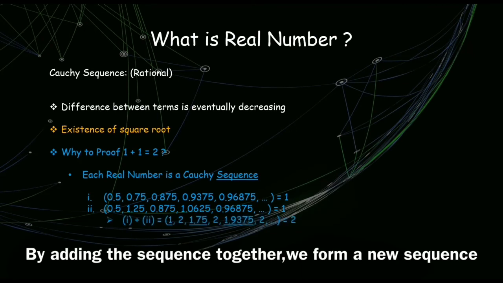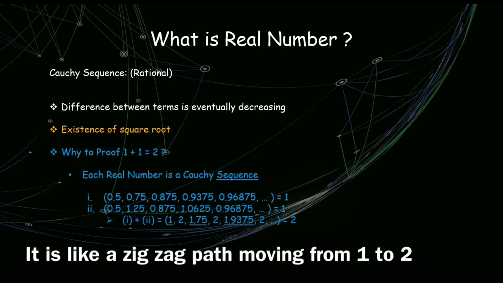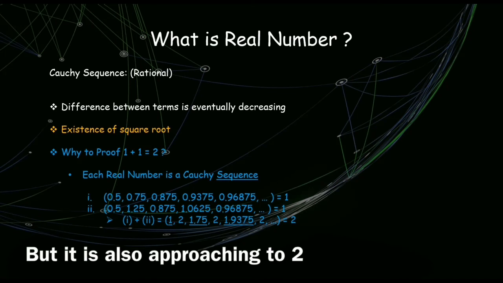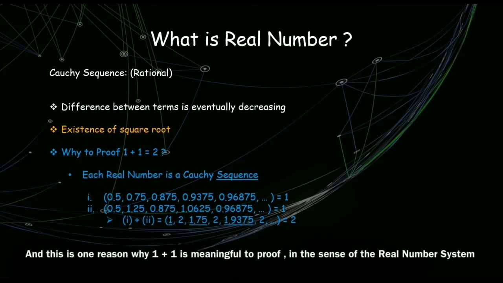By adding the two sequences together, we form a new sequence. It is a zigzag path moving from 1 to 2, but it is also approaching 2. And this is one reason why 1 plus 1 is meaningful to prove, in the sense of real numbers.